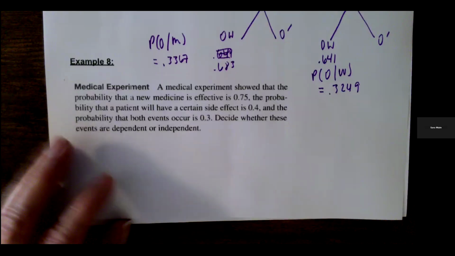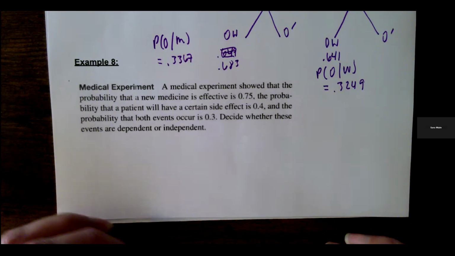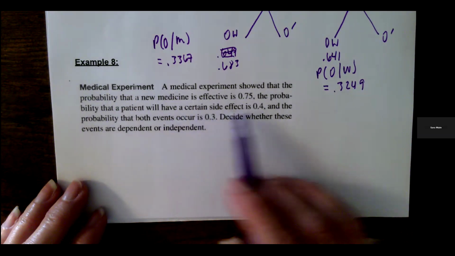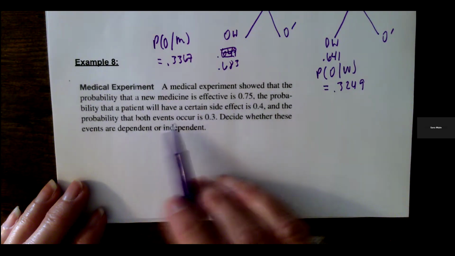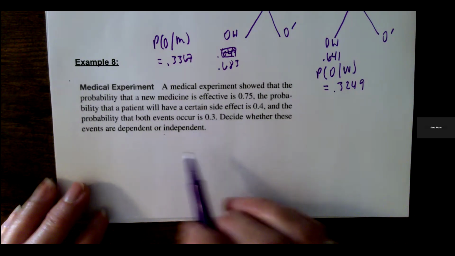The last example, 8 here. A medical experiment showed that the probability that a new medicine is effective is 0.75. The probability that a patient will have a certain side effect is 0.4, and the probability that both events occur is 0.3. Decide whether these events are dependent or independent.